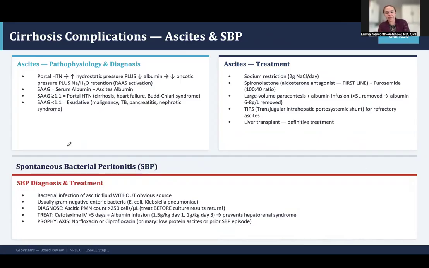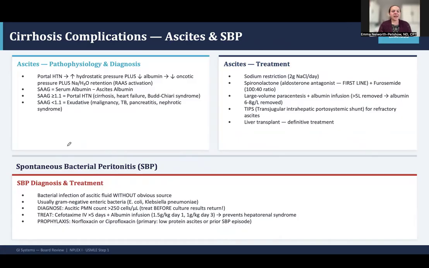Ascites, we see portal hypertension leading to increased hydrostatic pressure as well as decreased albumin because the liver's failing, which leads to decreased oncotic pressure in addition to sodium and water retention due to the activation of the RAAS system. So it's just the perfect storm.